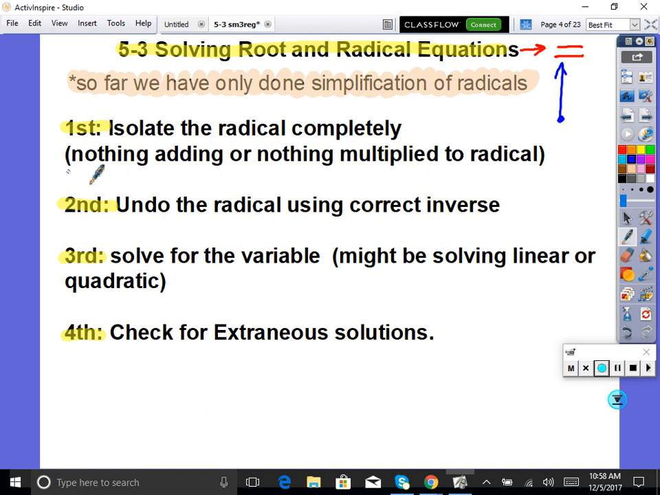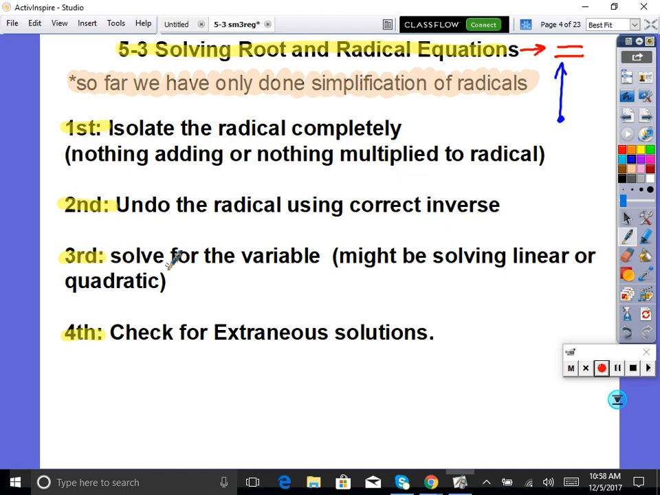So once we have the radical all by itself, we undo the radical using correct inverses. Now guys, what undoes addition, subtraction? What undoes multiplication, division, right? So what undoes a square root? A square. What undoes a cube root? What undoes something to the 5th power? A 5th root. What undoes a 6th root? A 6th power. Then third, once you've undone the radical using the correct inverse, you will then solve for that variable, or solve for x.